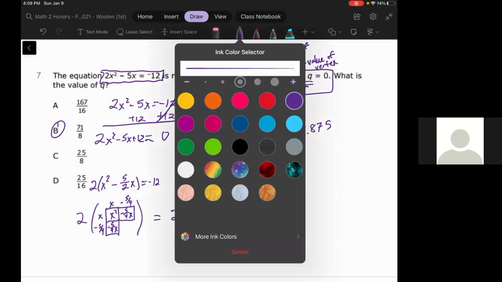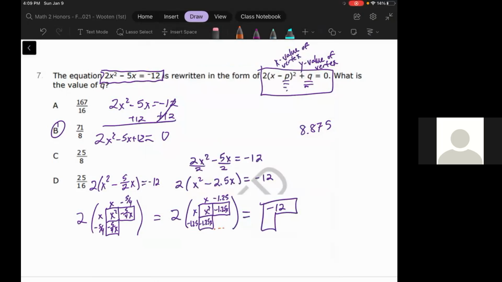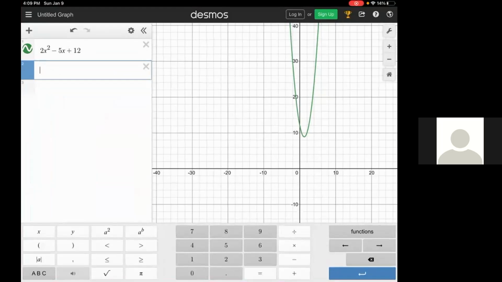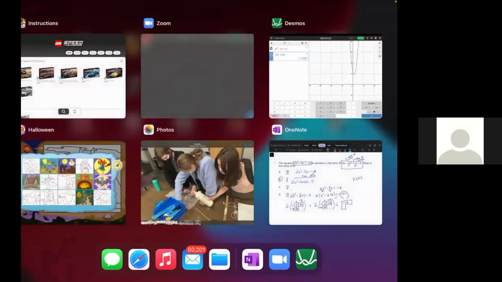So if we complete these squares now, I need to do negative 1.25 times negative 1.25. I'm going to go to Desmos and see what that is. So negative times a negative is going to be a positive, so I'm just going to multiply the positive versions of those. So I get 1.5625.